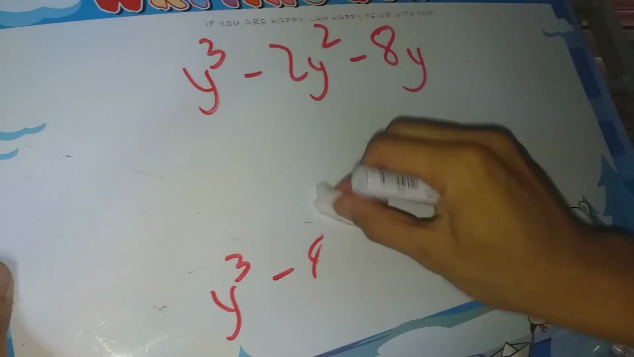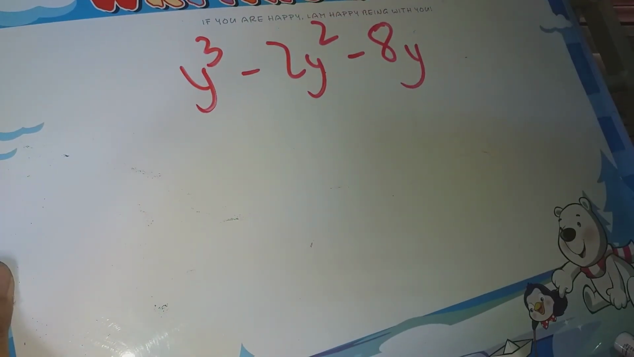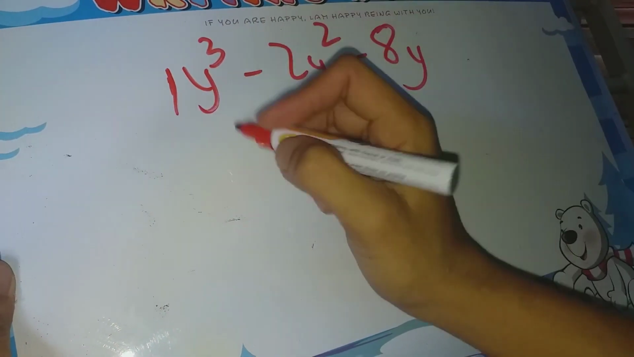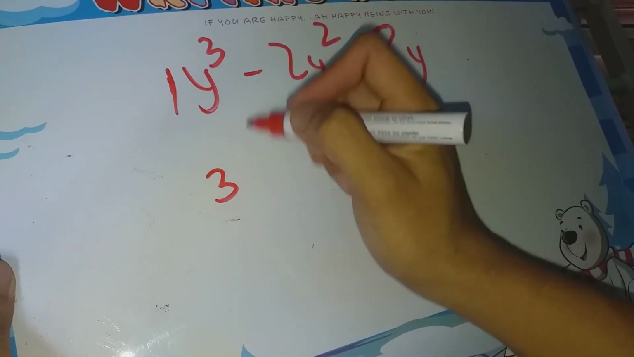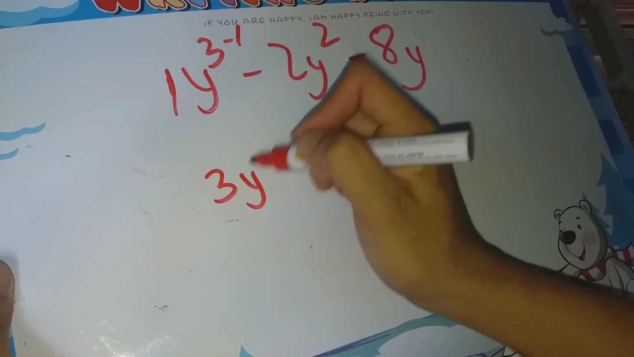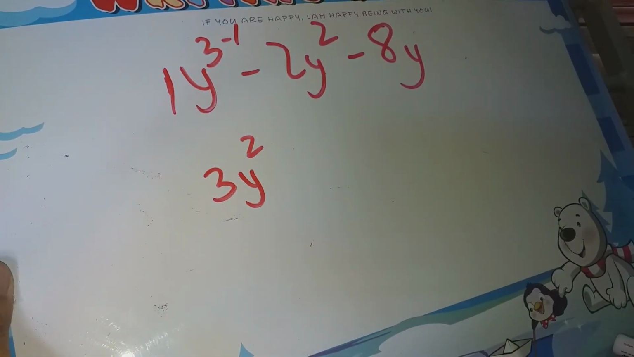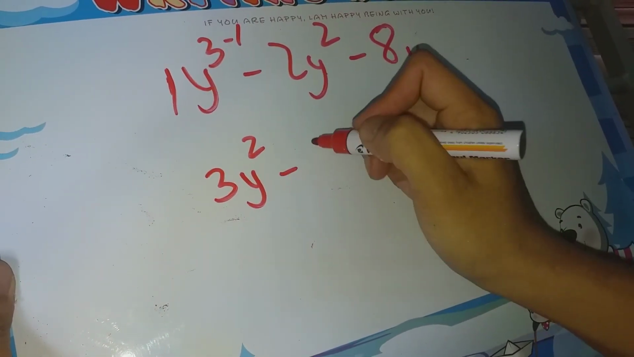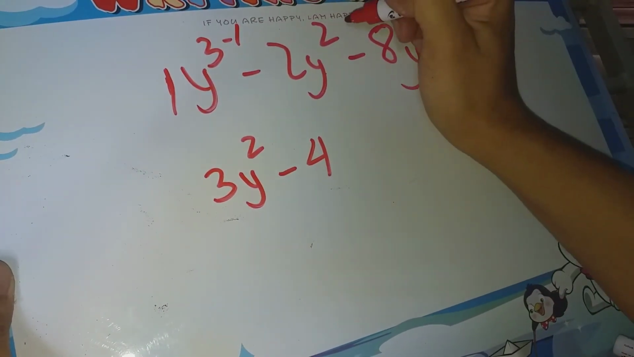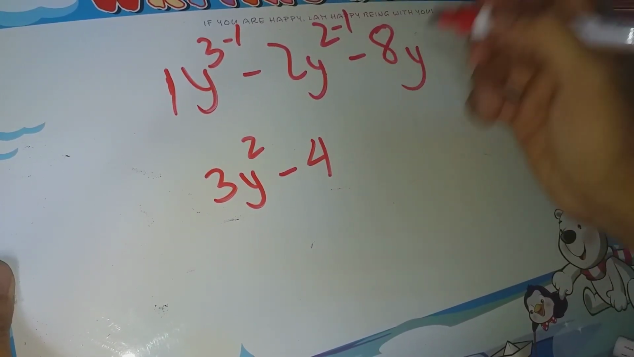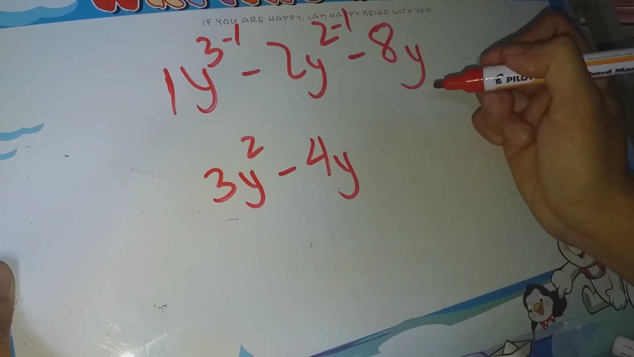Now, again, we can now proceed. There is an imaginary 1 here. So 1 multiplied by 3 is 3. And then subtract 1 from the exponent. So y squared. And then negative 2 multiplied by 2 is negative 4. And then we're going to subtract 1 from the exponent. So 2 minus 1 is simply 1, or y.